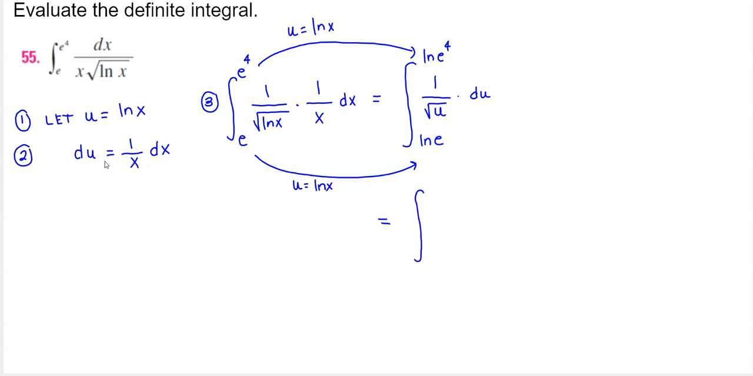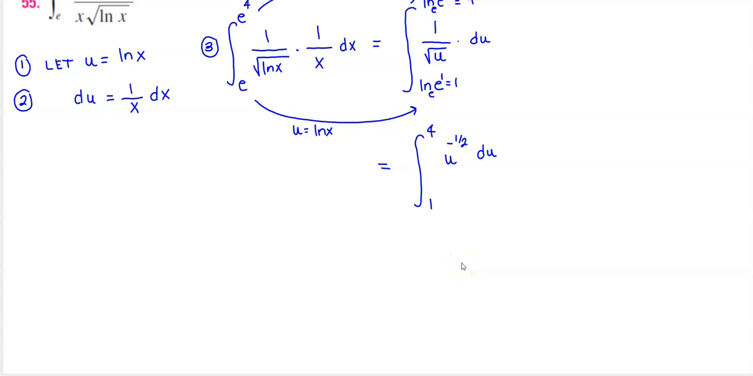Since the base is e, the exponent on base e to get e to the fourth is 4, so therefore this is going to be 4 for the upper bound. Again, the base for the natural log is e, and our exponent is 1, so therefore the lower bound is going to be 1. And then this is going to become 1 over the square root of u, which is the same thing as u to the negative 1/2 du.